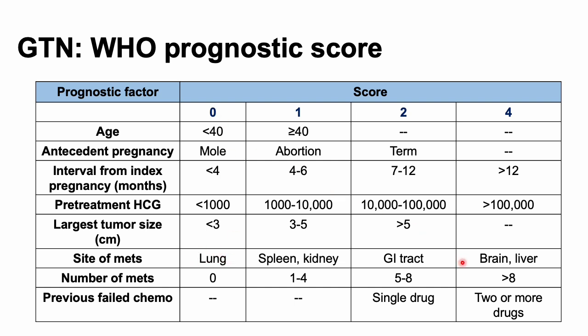But liver, brain has a very, very high score. So kind of just being aware of the site, and then some of the other ones are a little bit self-explanatory. You just kind of have to remember what score it is. So the higher number of mets, the higher score. The higher pre-treatment HCG, the higher the score. Higher interval from pregnancy, higher the score. So I would definitely save this, look at it every once in a while, and try to memorize it.